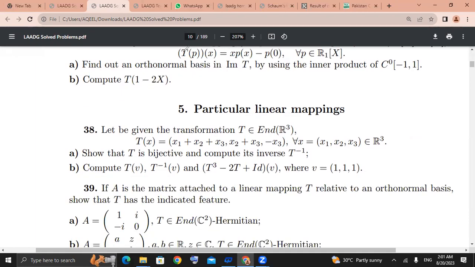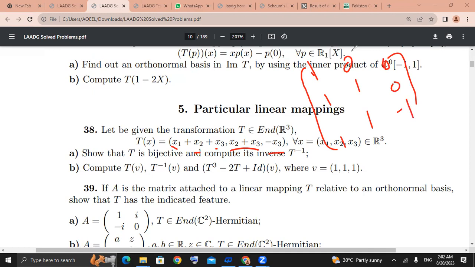Now we are moving toward question 38. He gives this transformation and says to show that it's bijective. So first of all, to check that it's bijective, we make its matrix. When we make its matrix, the coefficients are 1, 1, and 1 here, and similarly the coefficients of these terms are 0, 1, and 1, and the coefficients of this are 0, 0, and minus 1.